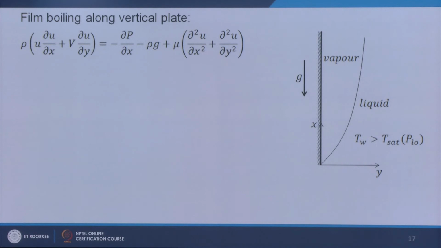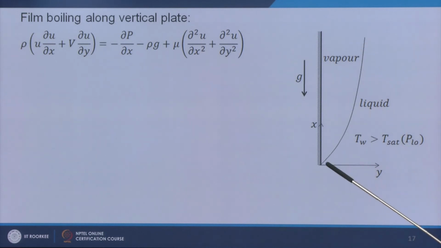Now, let me show you the equation for film boiling. This situation is just the opposite of the film condensation. So, this is the surface which is having temperature higher than the saturation temperature of the surrounding liquid. Here you can see you will be having vapor formation when the liquid comes in contact with the surface, but the vapor by virtue of buoyancy will try to move up.